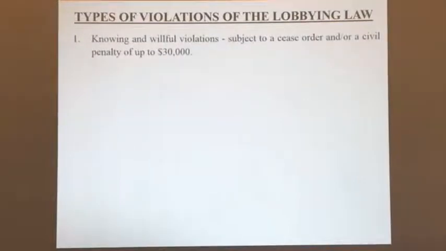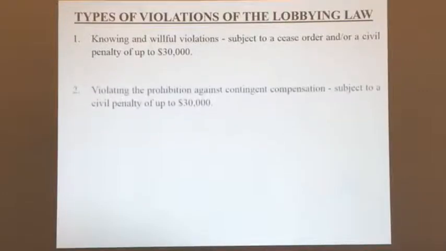So what are the types of violations? Knowing and willful violations are subject to a cease and desist order. And at the OATH hearing, we can request a civil penalty of up to $30,000.